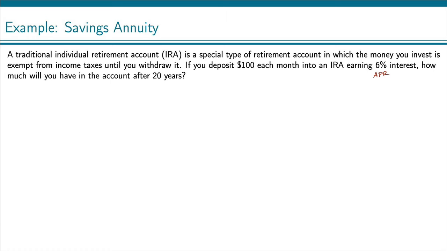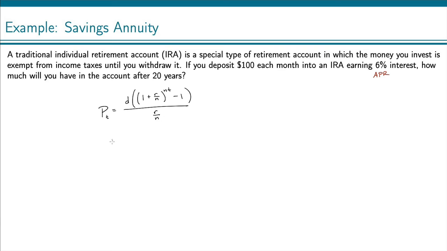All right, so we're going to use our annuity formula. We'll go ahead and write it down. P of t is equal to d times 1 plus r over n to the nt minus 1, over r over n. And this is going to tell us how much we have in the account after a certain amount of time.